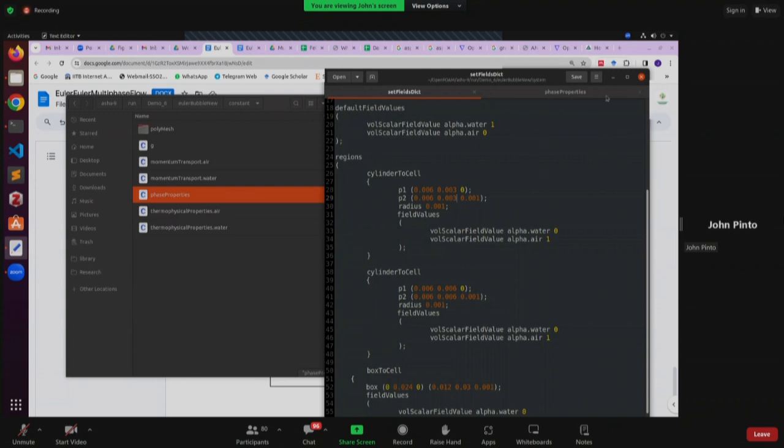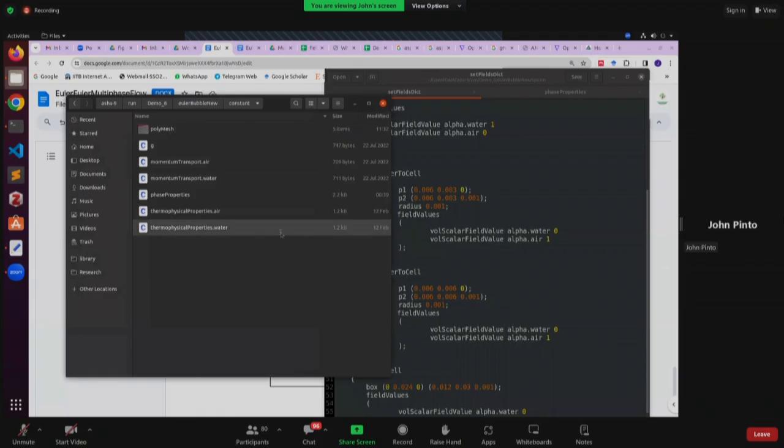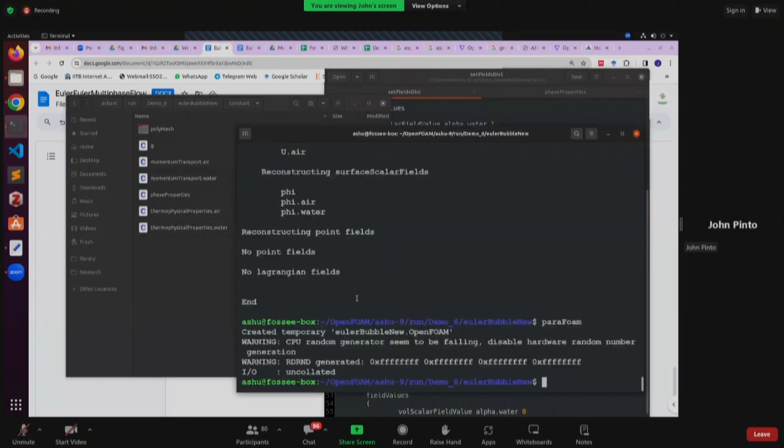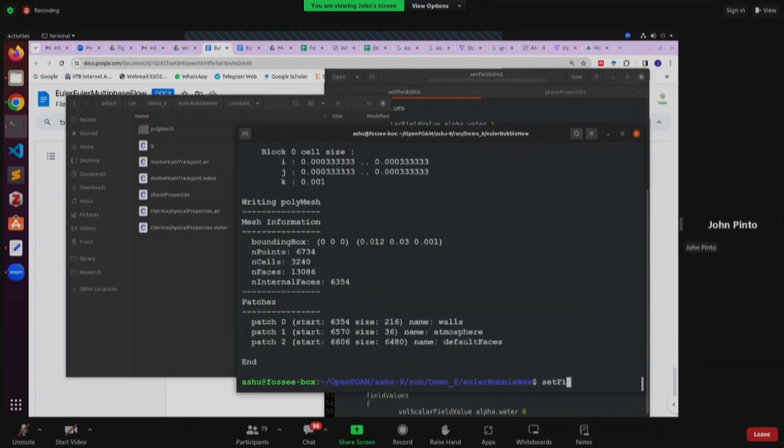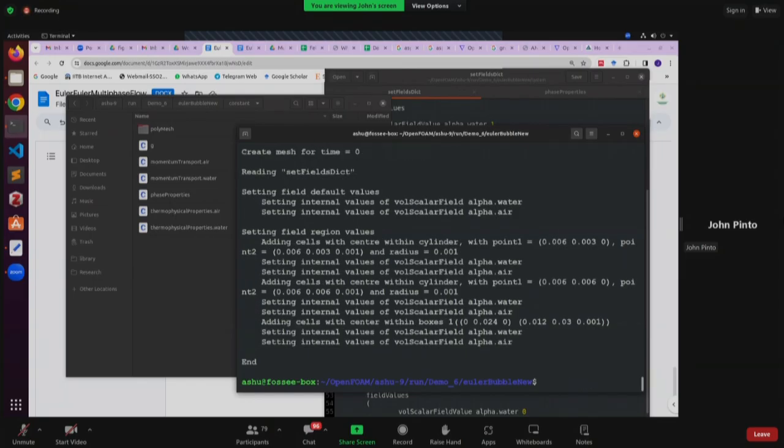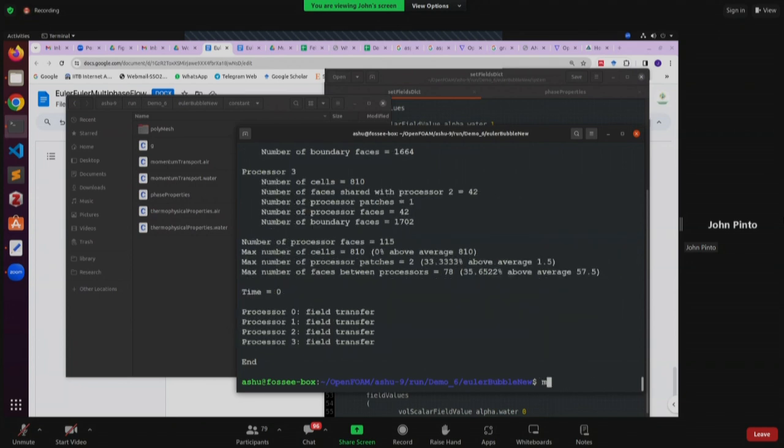I've saved this. I'll just rerun this simulation now. Before rerunning, remember you have to clean the case. So I've cleaned the case, and now to run again, I have to type blockMesh, then setFields, and then decomposePar, then mpirun.